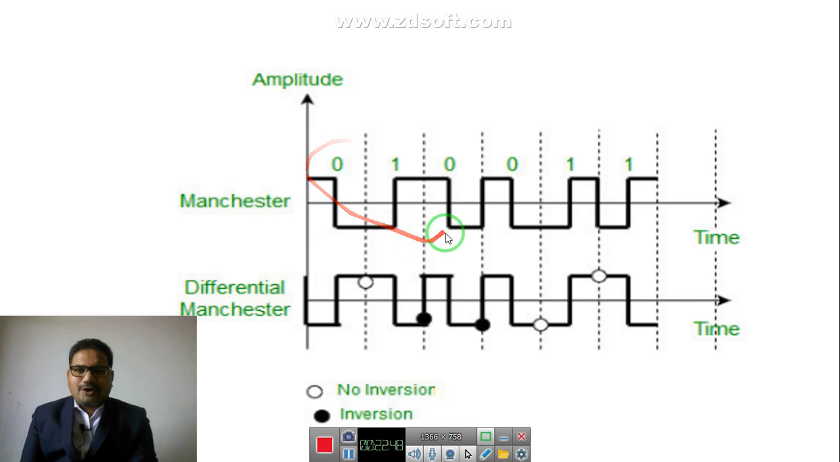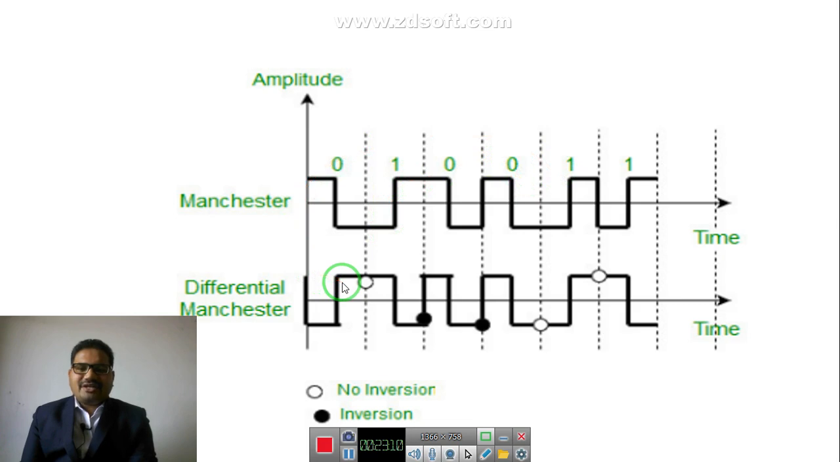So you can compare both. See how Manchester works and how differential Manchester works. You can see that 0 is represented by plus V volt to minus V volt. 1 is represented by a transition from minus V volt to plus V volt, and so on.